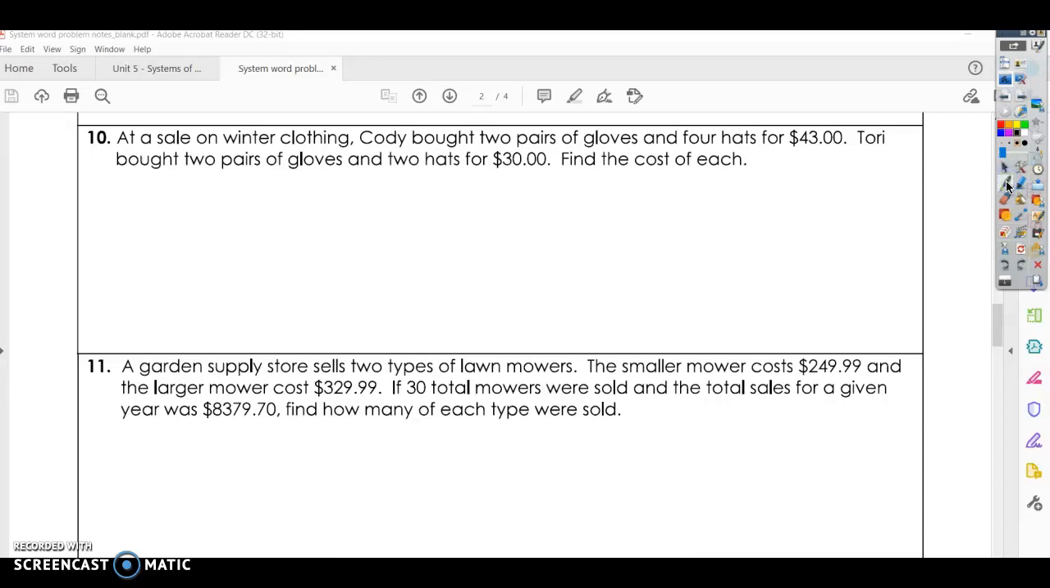All right, we're going to continue working on system of equation word problems. Number 10, at a sale on winter clothing, Cody bought 2 pair of gloves and 4 hats for $43. Tori bought 2 pair of gloves and 2 hats for $30. Find the cost of each. All right, so we're going to start with defining our variable.